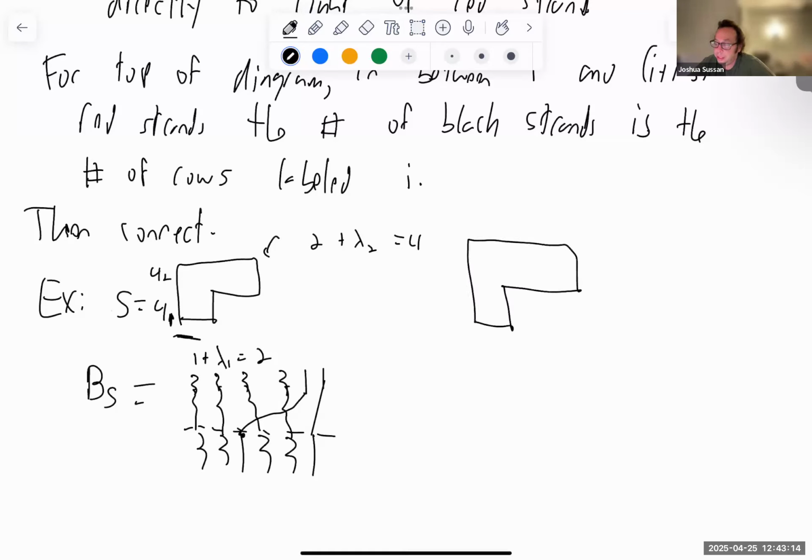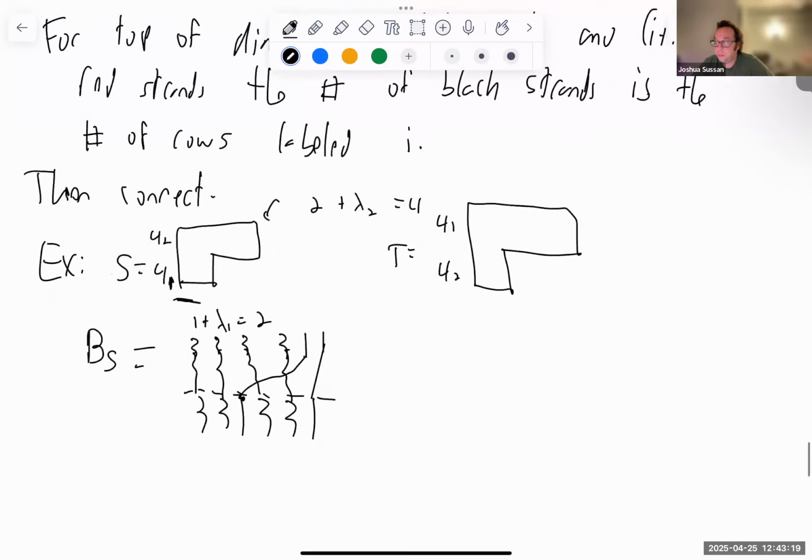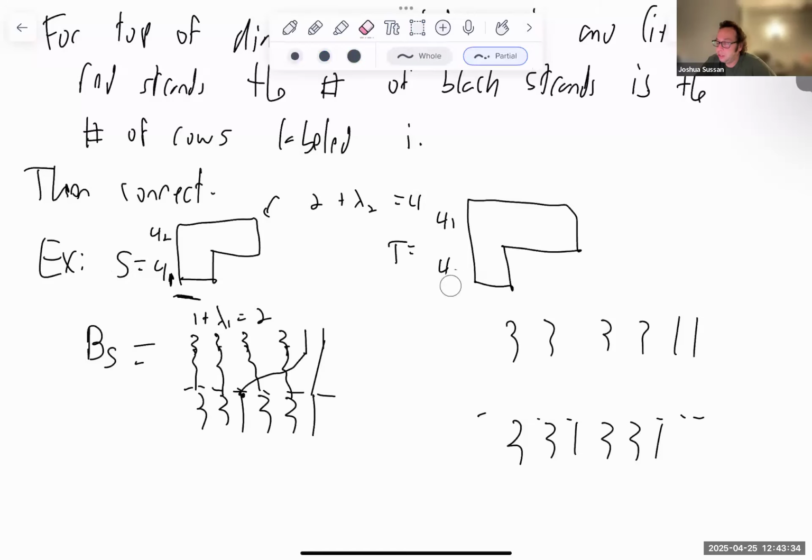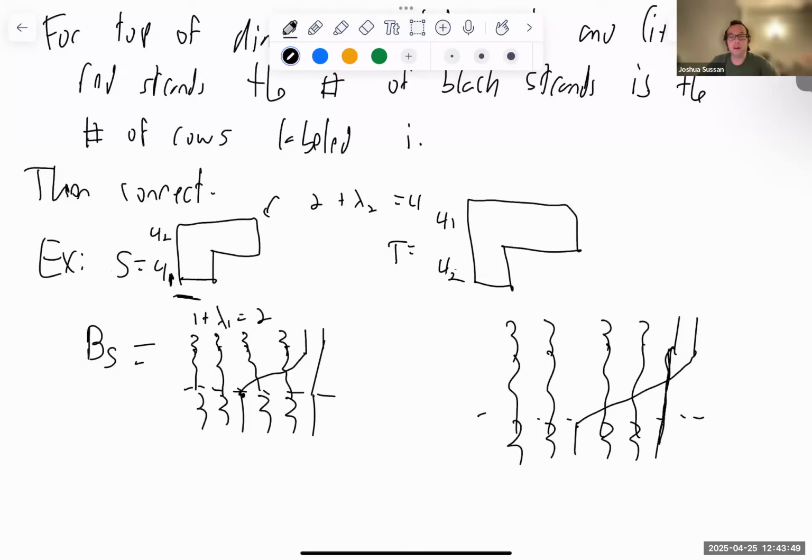What about the diagram for T? This is 4-2, and this is 4-1. Okay, so the bottom is the same: red, red, black, red, black. The top is also the same because there are just two 4s: black, black. But now, because this is a 2, I connect this to the second black strand, and I connect this to the first black one, and then I just draw my red strands in there. And we have our diagram.